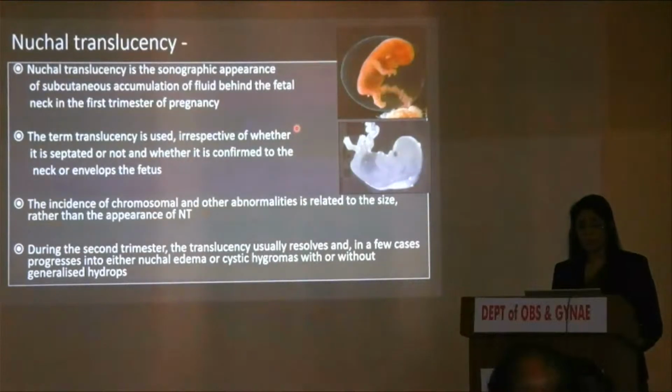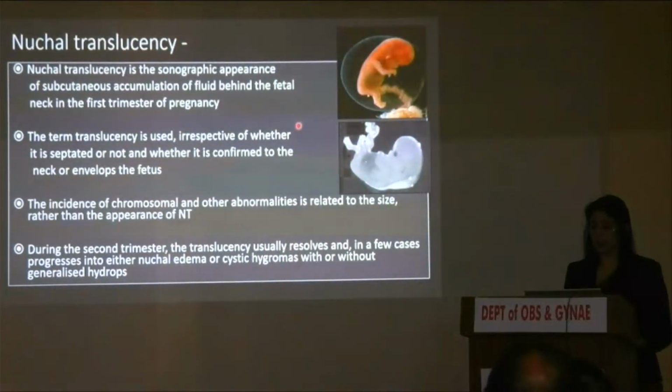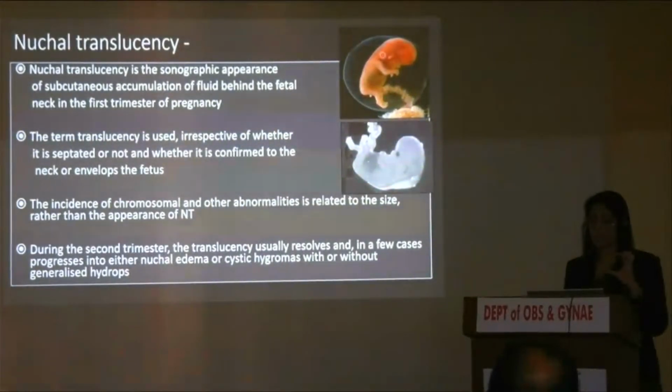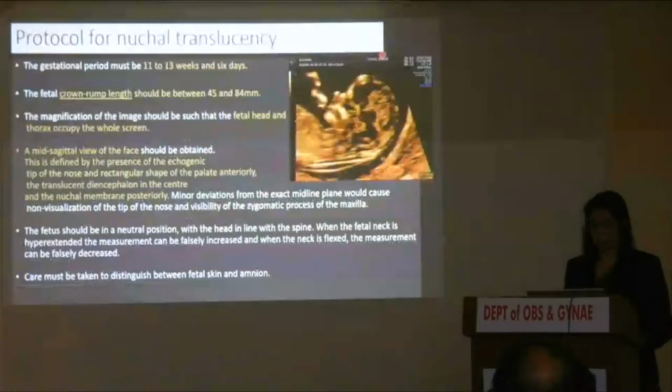So coming to the nuchal translucency, it is the sonographic appearance of accumulation of fluid behind the fetal neck in the first trimester of pregnancy, and the term translucency is used irrespective of whether it is septated or not. And the incidence of chromosomal and other abnormalities is related to the degree of nuchal translucency, that is the thickness of the NT, rather than the appearance of the NT. During the second trimester, the translucency usually resolves and in a few cases progresses into either nuchal edema or cystic hygromas with or without generalized hydrops.